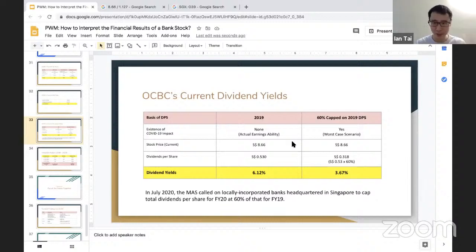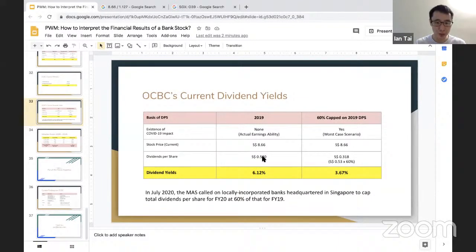Very hard to take the actual. One is about the true ability of the bank to pay out the dividends. The other one is they follow the rules and cap it at 60% at maximum. So I don't think it's fair to just take the average of the two, all right? So it's either one of the two. But anyway, from the poll, I can see that it's actually quite mixed, all right?